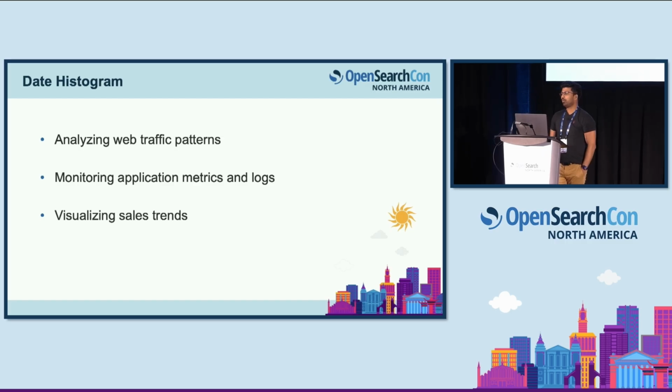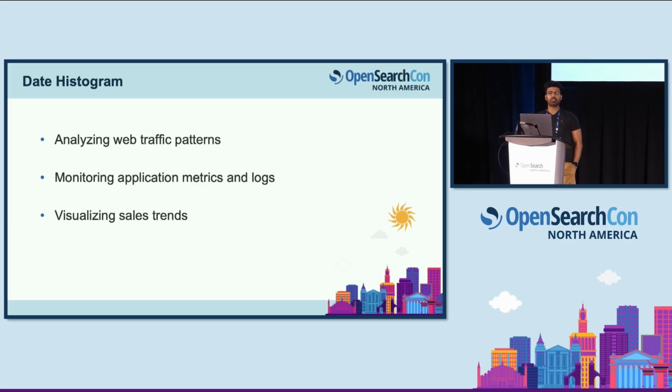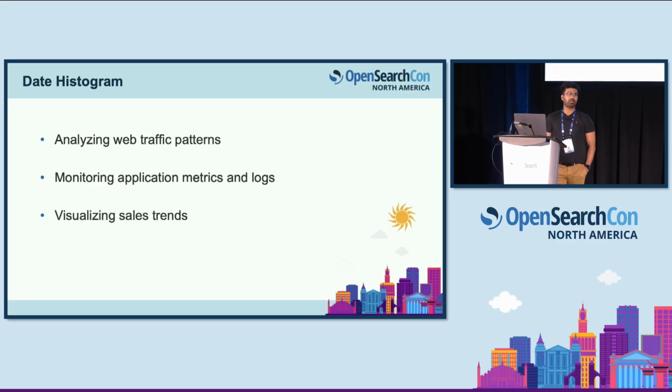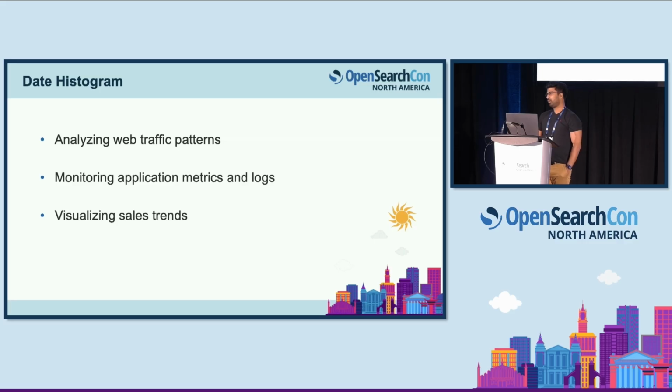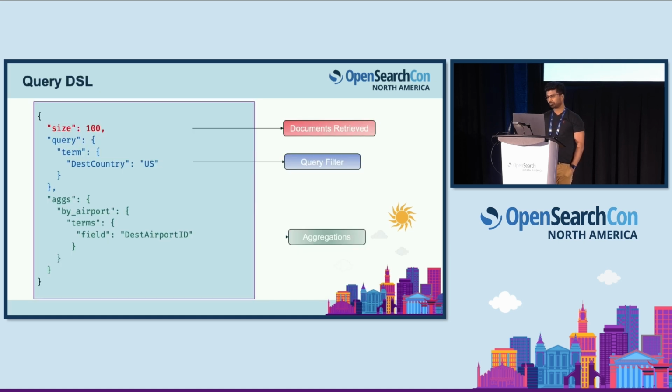One of the most common bucket aggregation types is date histogram. Date histogram aggregation is widely used for many use cases. For example, analyzing web traffic patterns, monitoring application metrics and logs, visualizing sales trends, and many others. Here is an example of visualizing a weekly date histogram aggregation. It groups the number of visits to the website for each week over a period of 3 months.